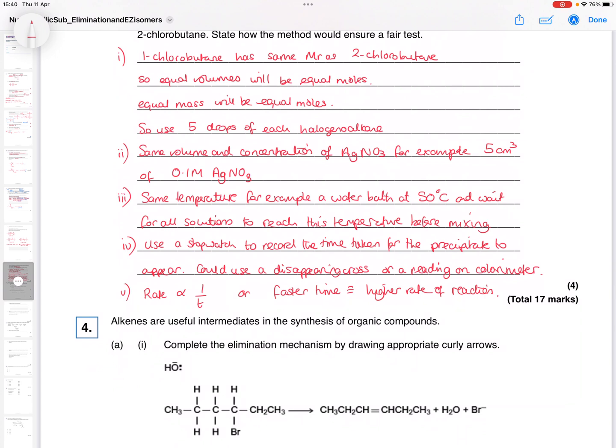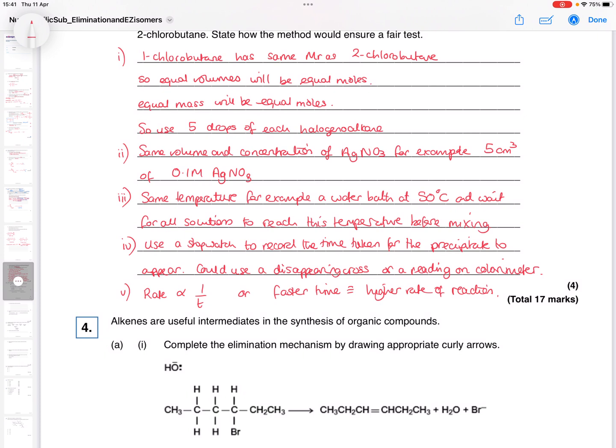So just to recap then, the key points here, that you need to have the equal mass or equal volumes of the halogenoalkane. Because they have the same Mr, they're going to have very similar densities, and they're going to have the same mass for the same amount of moles. So you could say, for example, use 5 drops of each of the 2 halogenoalkanes. You also want to use the same volume and concentration of silver nitrate. So for example, you could say 5 centimetres cubed of silver nitrate, and you want the same concentration, so you could suggest a concentration. It's enough to say the same volume and concentration, but I always like to give a suggestion in the experiment, so that's why I've given 5 centimetres cubed and 0.1 molar.